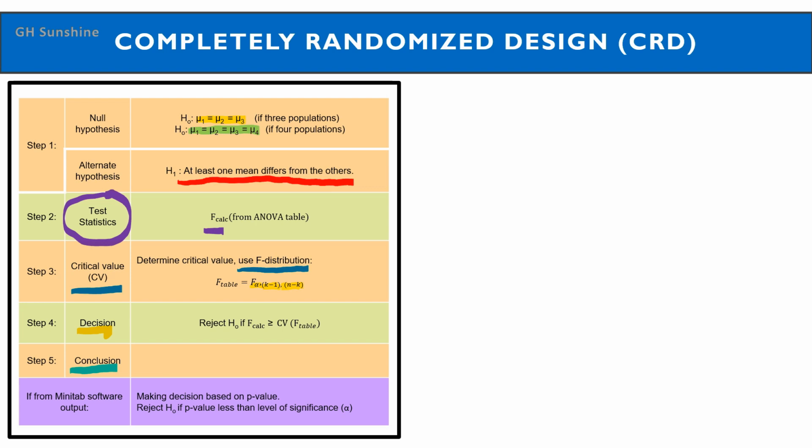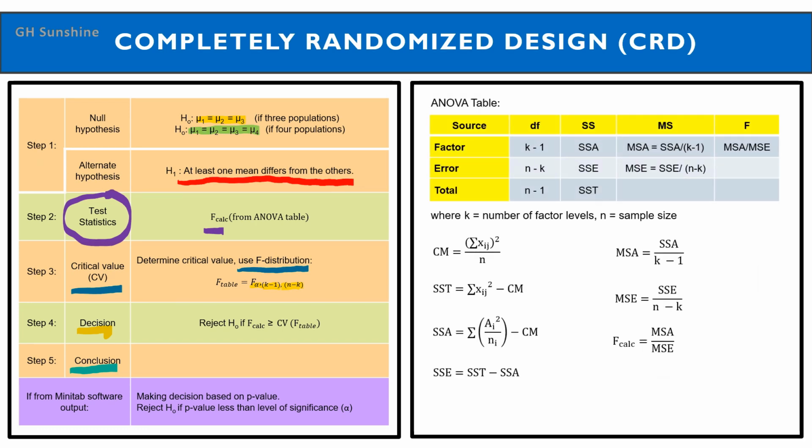If you are given the Minitab output, you will make a decision based on the p-value. The decision is: reject H0 if the p-value is less than the alpha value. So how to construct the ANOVA table?